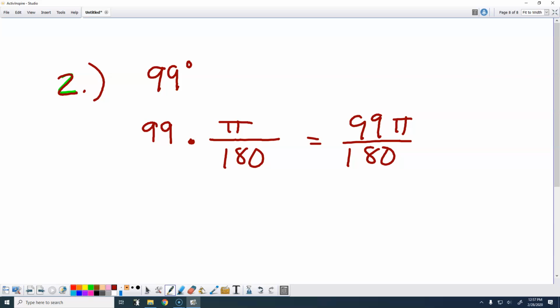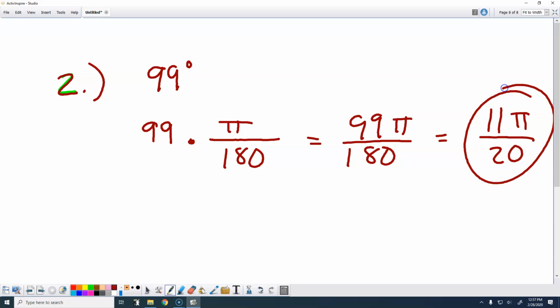How many times does 9 go into 99? And how many times does it go into 180? There you go. And does anything go into... Sometimes after you reduce once, you might have to keep going. But in this case, does anything go into 11 and 20 in common? So we're done. That's it. That's the answer.